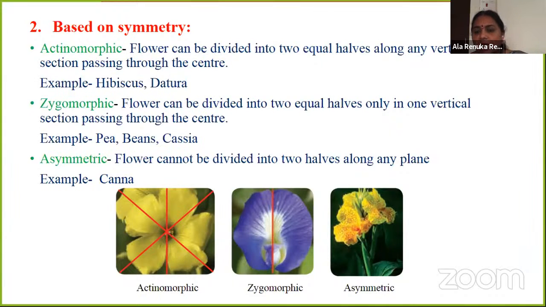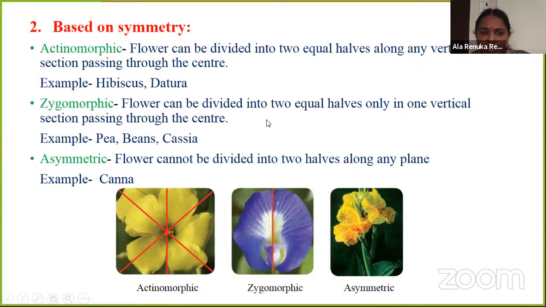Example is Canna indica. You know hibiscus, datura, pea and beans, cassia, and canna. You can see this is canna.